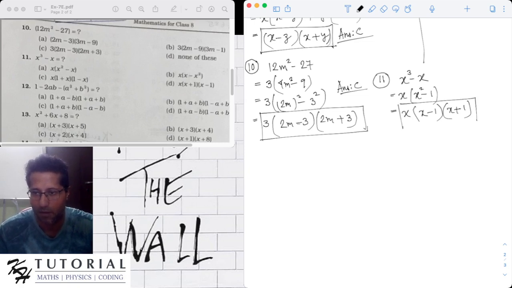So this is the final factorization, and hence the correct choice is, remember, the correct choice is not C, the correct choice is D. C is 1 minus x, but actually the factor is x minus 1. So it will be D.